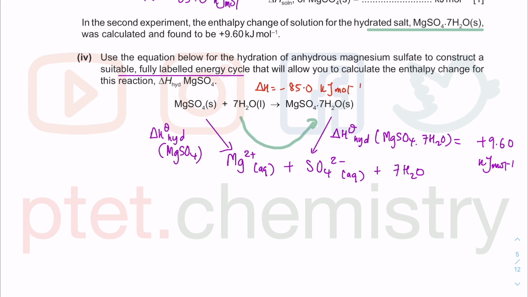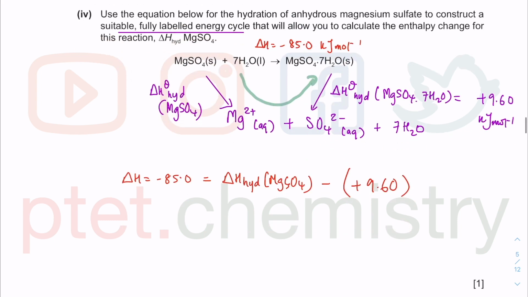So this red one, delta H equal to minus 85.0 kilojoule per mole, equals the hydration of the MgSO4. Since we are going in the same direction, I do not need to change the sign. I just keep it plus. But I'm going in the opposite direction here, so I have to minus the hydration of that. So it's minus. Use a bracket. Always use a bracket. Direction matters.